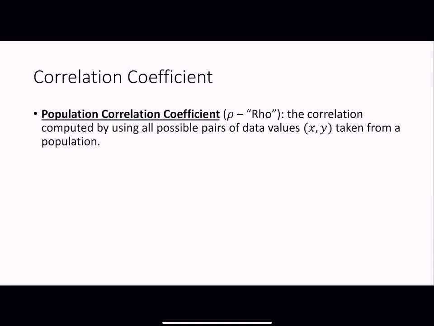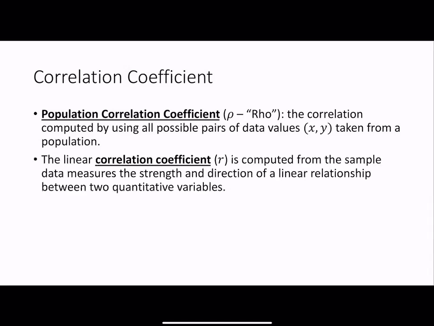So, correlation coefficient. A couple bullet points here. The first one is the population correlation coefficient, and we use the Greek letter rho. It looks kind of like a lowercase p, but we say rho. That's the correlation computed by all the possible pairs of data values taken from the population. The next one is the linear correlation coefficient, and we use R. It's computed from the sample data and measures the strength and direction of a linear relationship between two quantitative variables. R is the correlation coefficient we will use a whole lot. The population correlation coefficient we will use more when we write our null and alternative hypotheses.